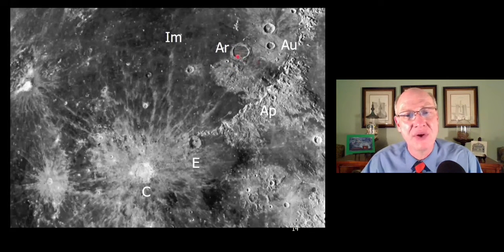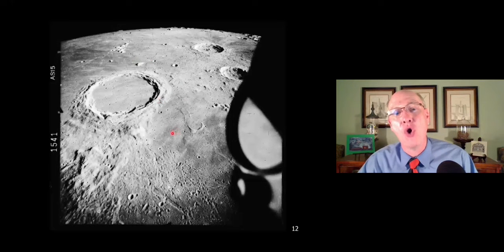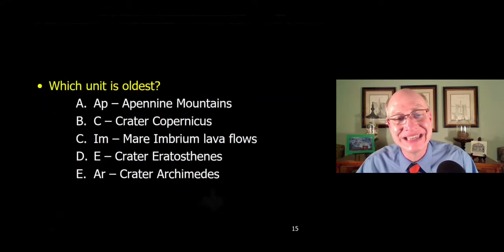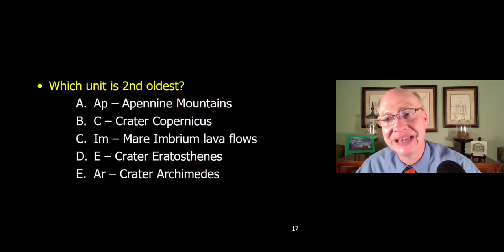Not only that, but the lava flowed up inside and filled inside Archimedes. So now when we look at Archimedes, whoops, where's my close-up picture of Archimedes? There it is. So now when we look at Archimedes today, the floor, the center of Archimedes, is covered in this smooth lava. And the ejecta blanket and all the secondary craters from Archimedes have all disappeared. They're all gone, because they're covered by the lava. So the answer to what is the second oldest unit? The second oldest unit on here is Archimedes, the crater Archimedes.